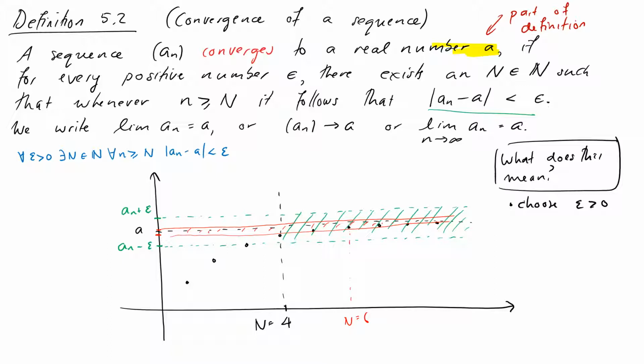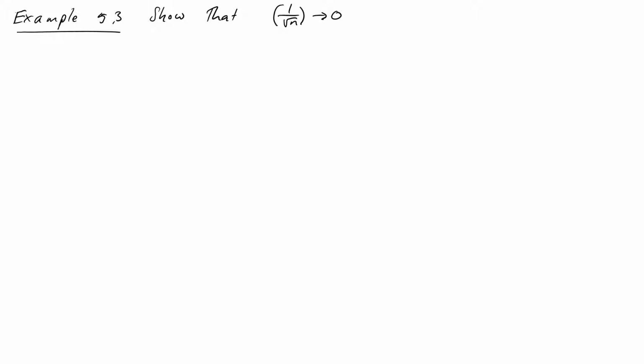Choose epsilon greater than 0, find an N, or a corresponding N, because typically your choice of N will depend on your epsilon. Find a corresponding N so that |a_n - A| is less than epsilon for n greater than or equal to N. So whenever we want to show that a sequence converges, that is the strategy that we're going to be taking. So let's jump straight into an example and see how this actually works. I've got a sequence 1 over root n, and I want to show that it converges to 0.